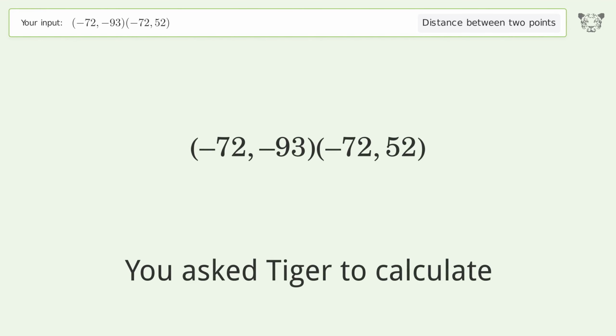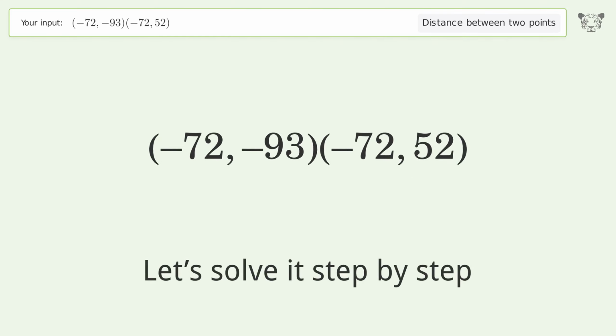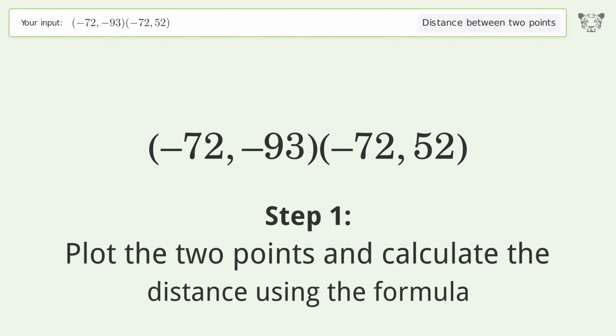You ask Tiger to calculate. This deals with the distance between 2 points. The distance between the 2 points is the square root of 21,025, or 145. Let's solve it step by step. Plot the 2 points and calculate the distance using the formula.